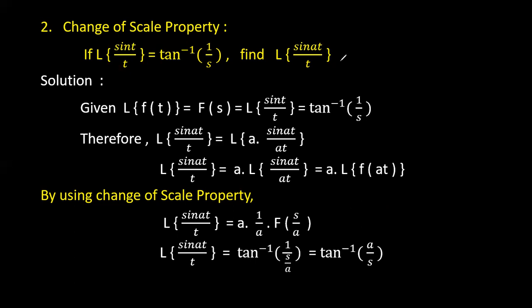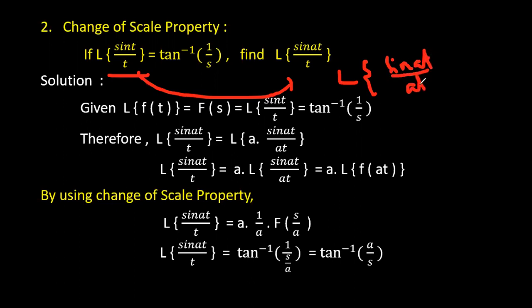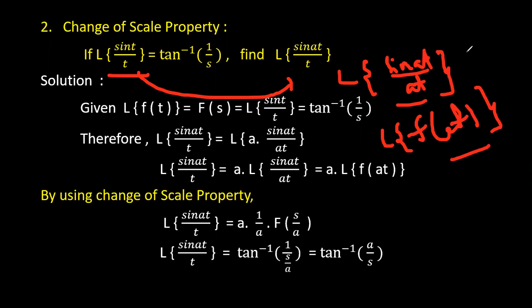So this is the way you have to simplify the problem by using the change of scale property. You have to identify it by looking at the problem only. He has given sin t by t, so now we have to convert this into the Laplace transform of sin at by at type. Why have we converted? In order to use the Laplace transform of f of at type, we have to convert this into the f of at type.